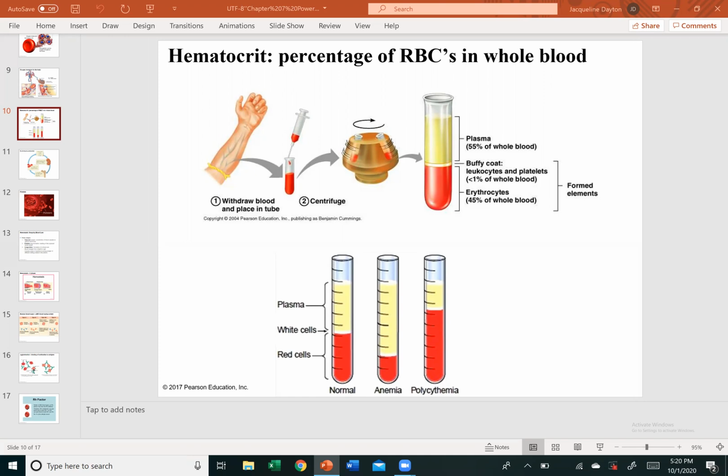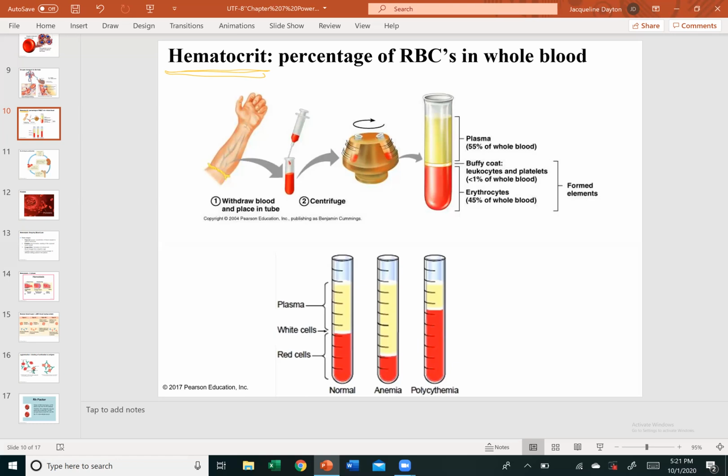Now, the lower the number of red blood cells in your body, the less capacity your red blood cells have to bind oxygen because there's less hemoglobin in your body, right? So whenever referring to how many red blood cells are in the whole blood or the total percentage, this term is called hematocrit, okay? So hematocrit is the percentage of red blood cells in whole blood, okay?